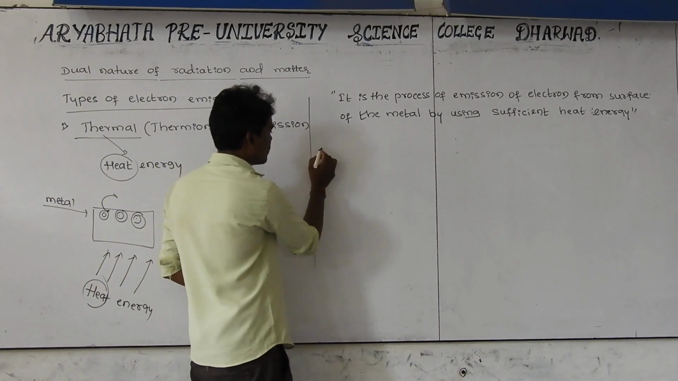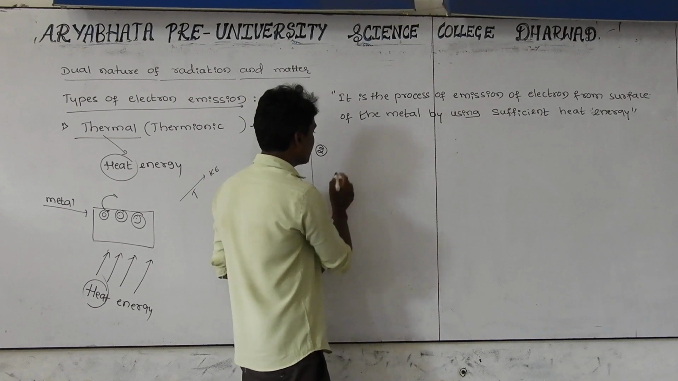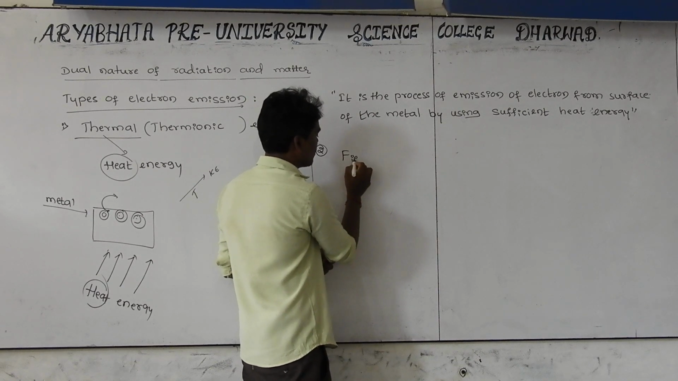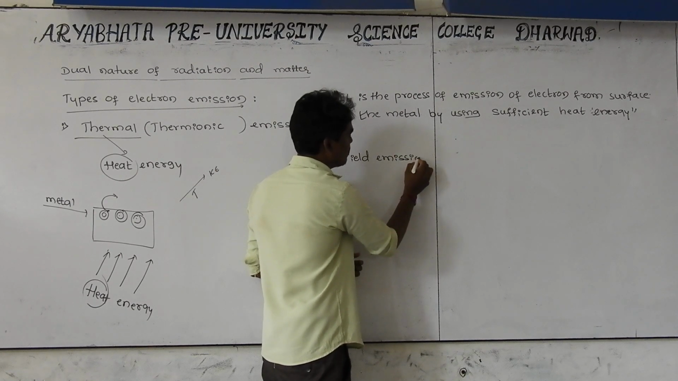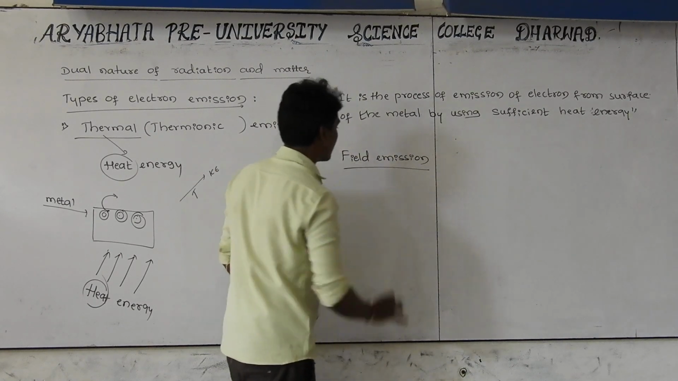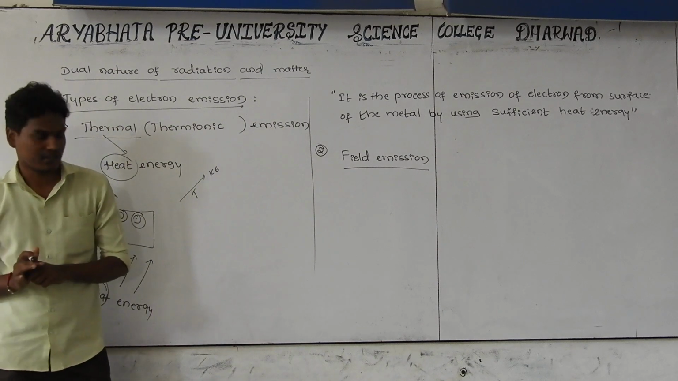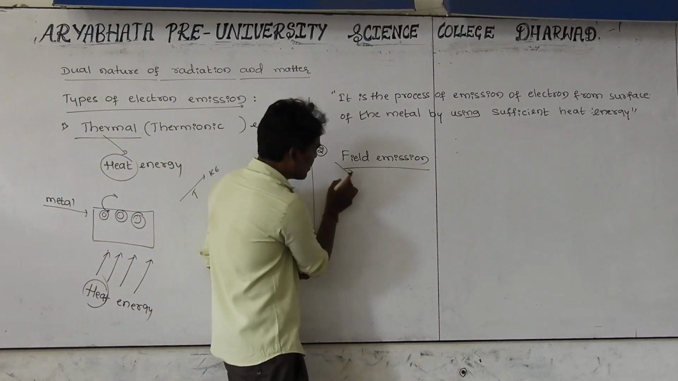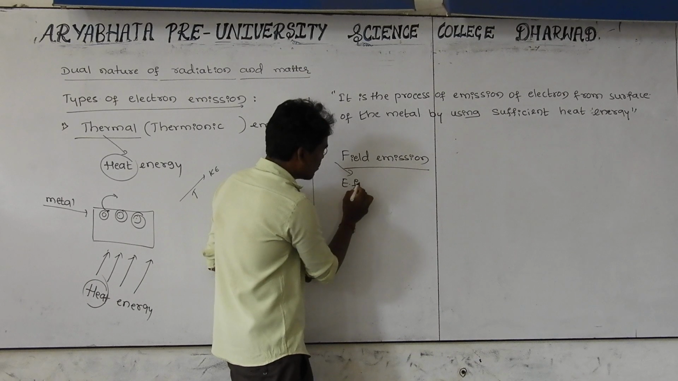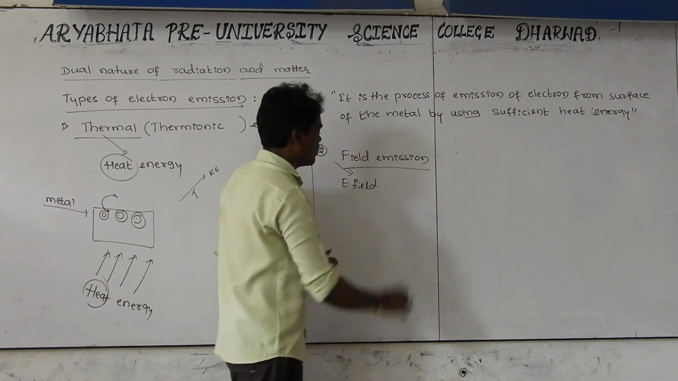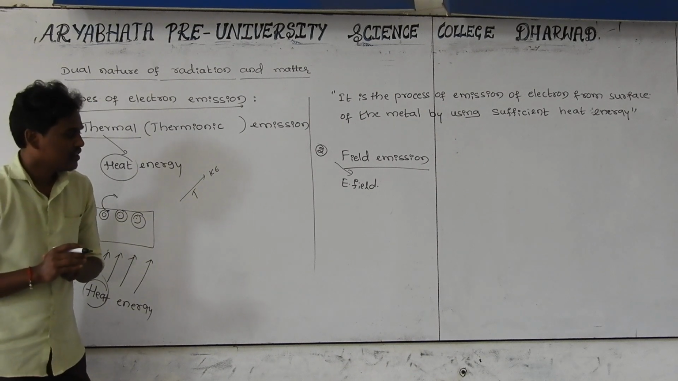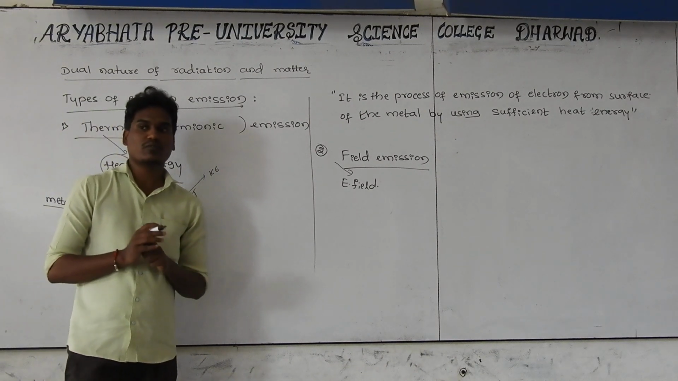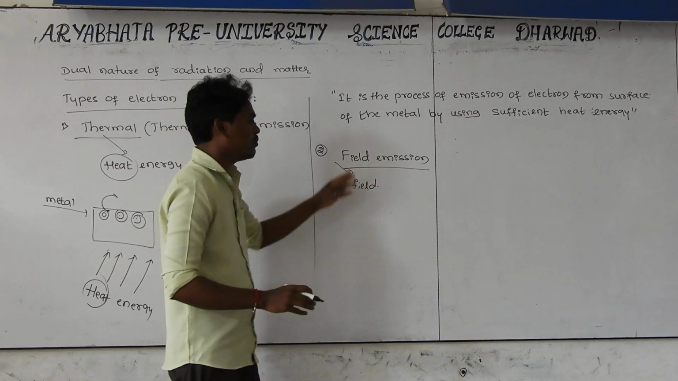And the second one is field emission. Here, by applying a field, which is nothing but an electrical field, there is a possibility to emit the electron from the surface of the metal. That process of emission of the electron from the surface of the metal is called field emission.